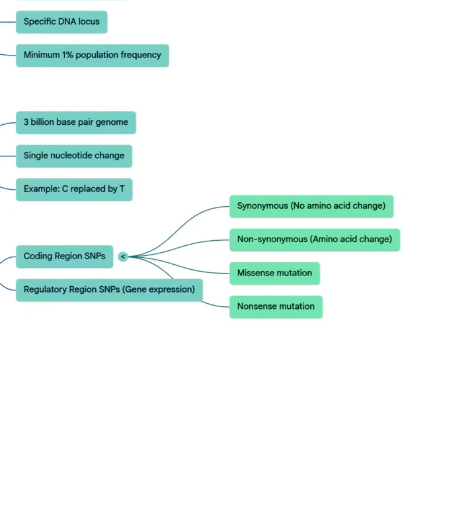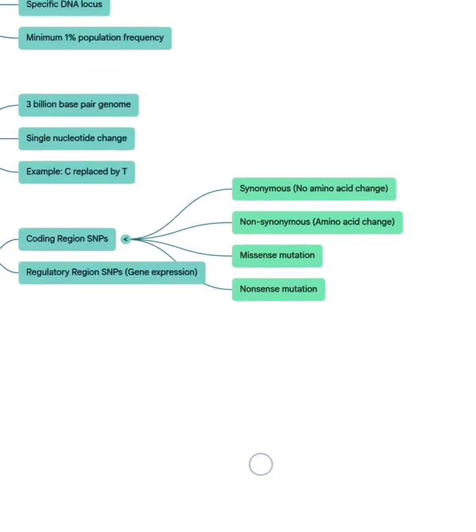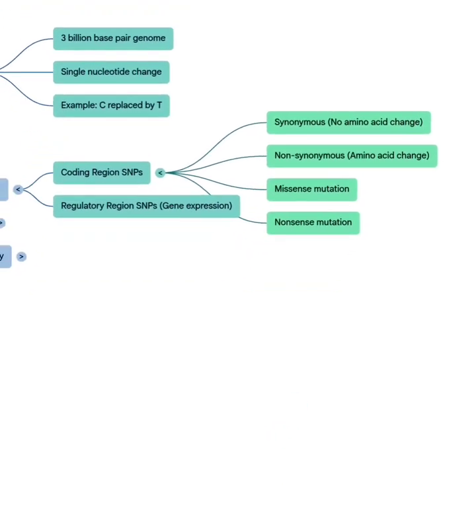Second one is non-synonymous SNPs. These lead to amino acid changes that are further divided into missense mutation and nonsense mutation. Missense mutation leads to one amino acid replaced by another, and nonsense mutation leads to a premature stop codon, which causes truncated protein formation. Second one is regulatory region SNPs. When SNPs occur in promoter or regulatory regions, they do not change protein structure, but they alter gene expression level. They can influence how much protein is produced.